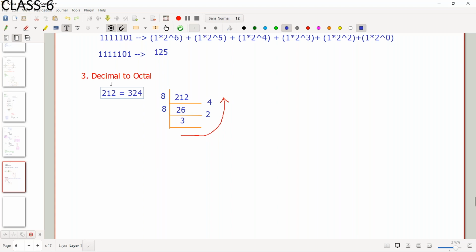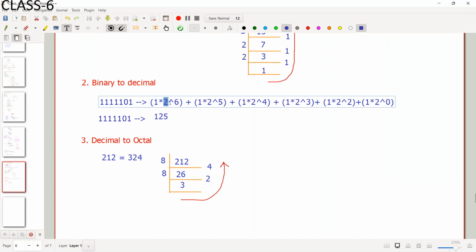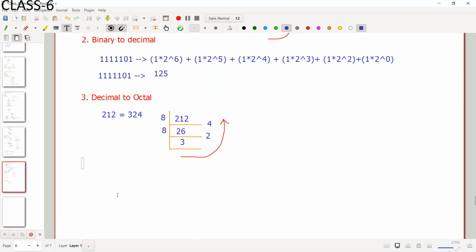Now octal to decimal. Again it will be with the base of that particular number system, from where to where you are converting. Again, that base of the number system is taken. So octal to decimal. I will consider the same number, 324, and we'll see whether we get back the same.